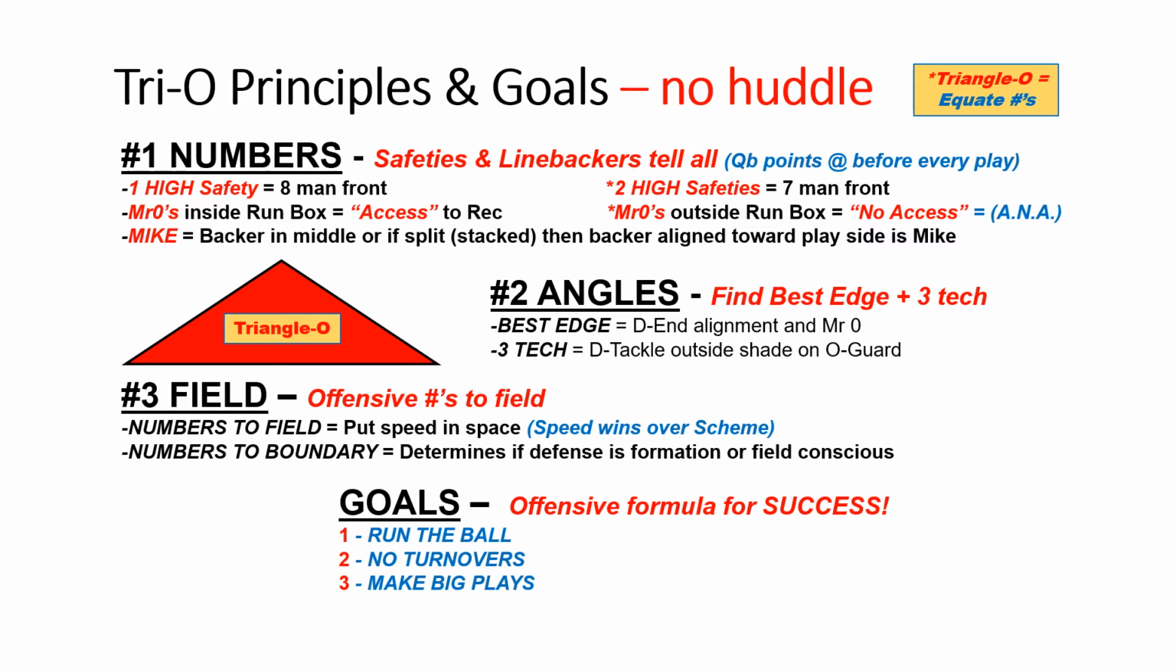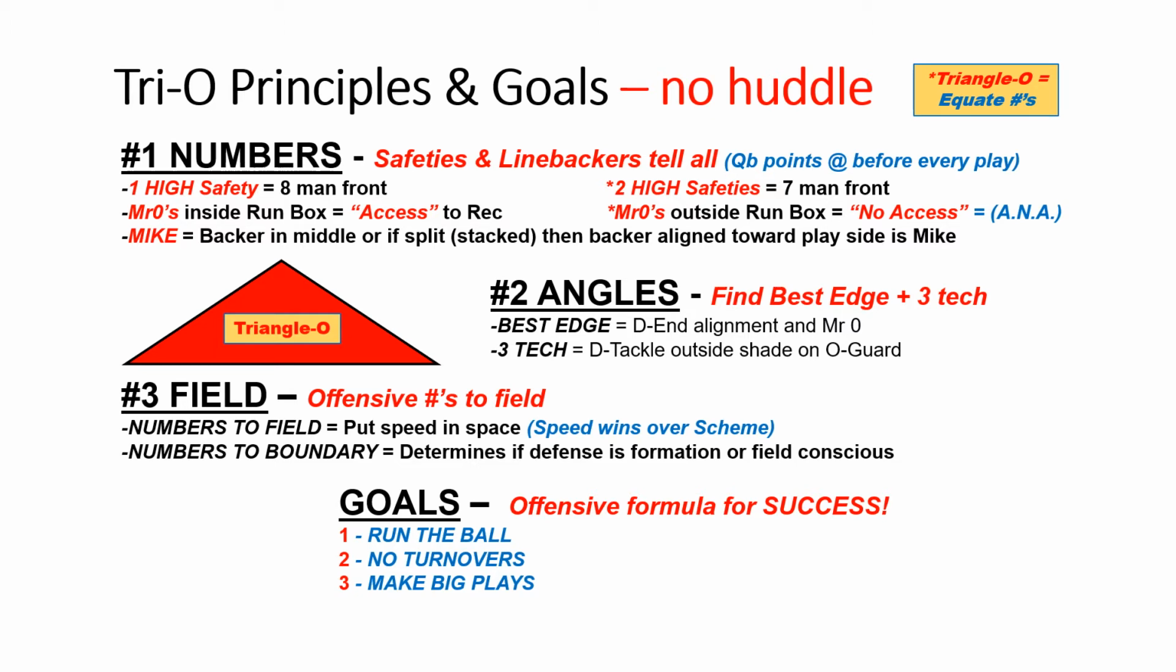Number one is numbers. Our safeties and those linebackers will tell you everything at the start of each play, so we want our quarterbacks to go ahead and point at them and identify them. It's real simple with our spread alignments. If they have one high safety, then they have the potential to be an 8-man run box or front. With two high safeties, then they have a 7-man run box or front potential.